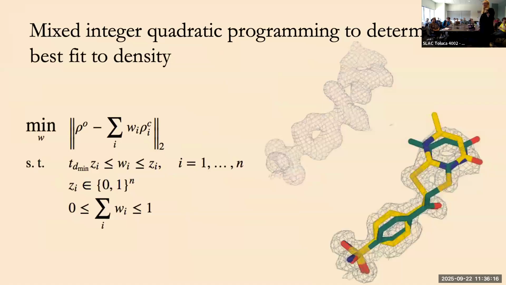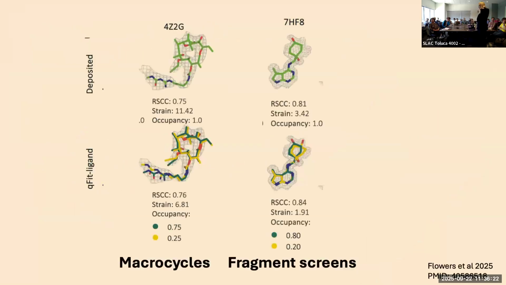She used this same mixed integer quadratic programming, and was able to really fit a lot of this information, showing that we can improve RSCC, but also recapitulate things in diverse different data sets. So we showed it in macrocycles, which are notoriously flexible and difficult to fit into experimental data. And we also translated this into fragment screening data, using PanDDA event maps.